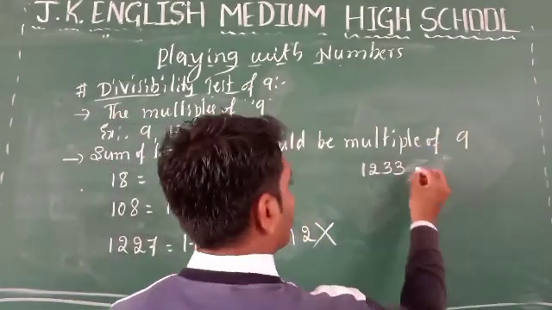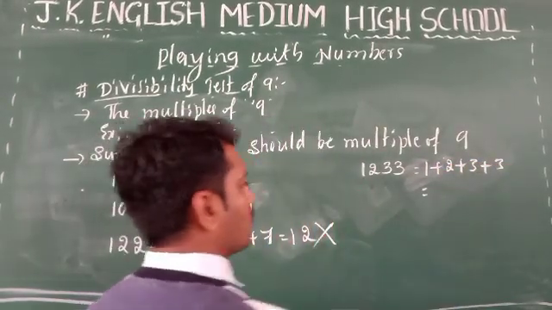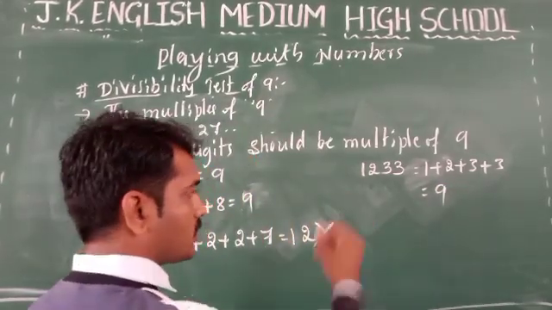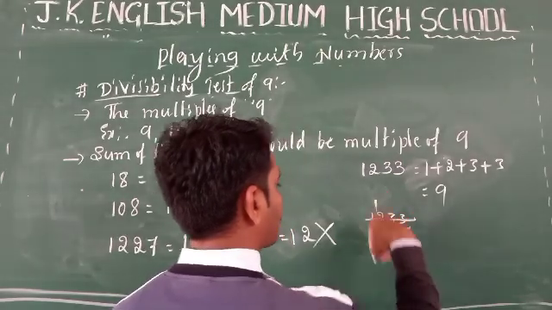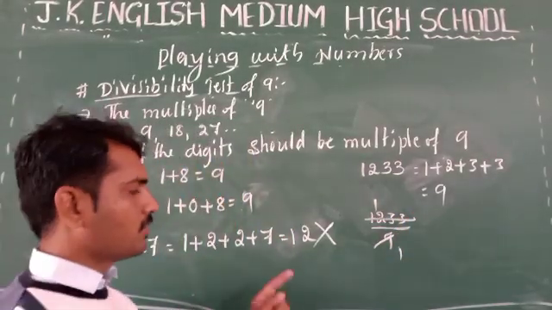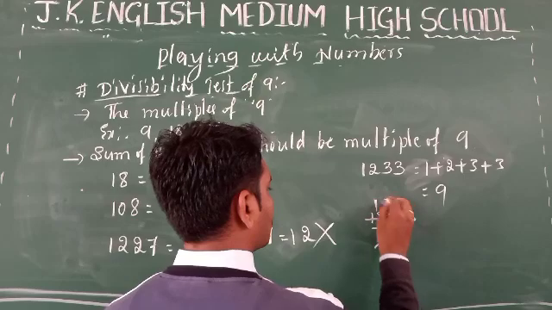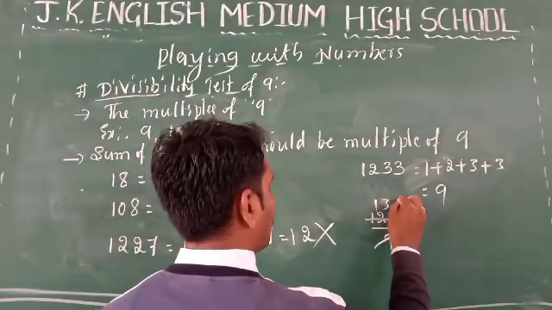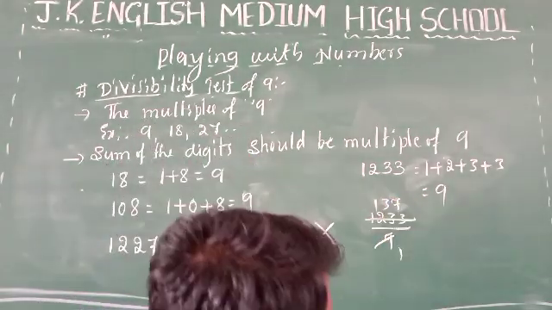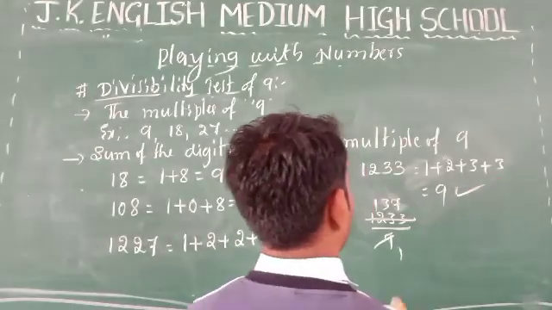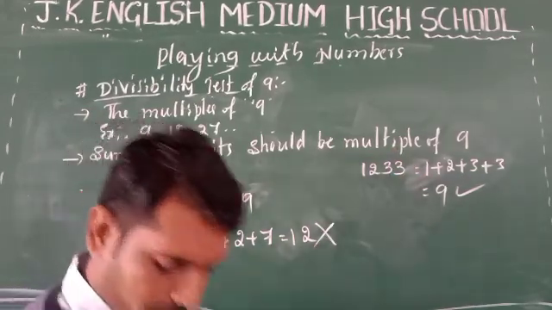Okay, let's check. 1 plus 2 plus 3 plus 3: 1 plus 2 is 3, 3 plus 3, totally 9. So let's begin the division. 1233 divided by 9: 9 ones are 9, remaining 3. Bring down 3, 9 threes are 27, extra 9, 9 sevens are 63. This number is also divisible by 9. Understanding? The addition of all the digits should be a multiple of 9.